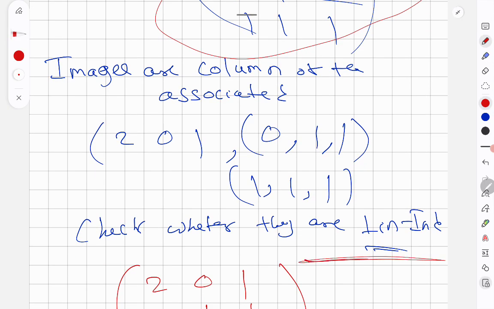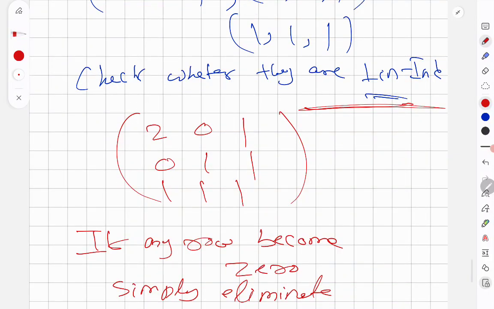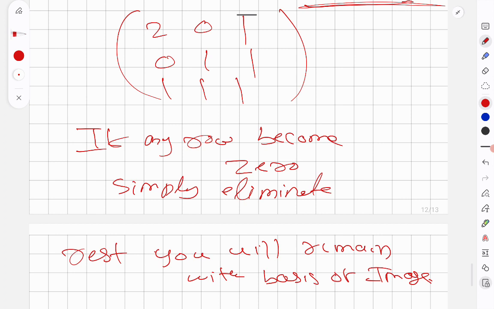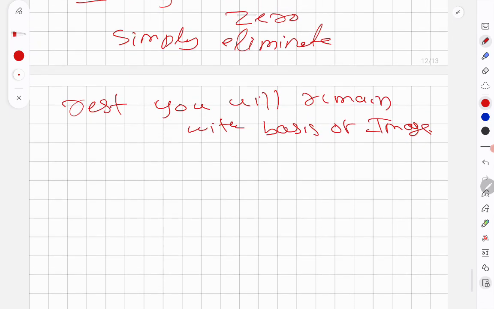You have to check whether they are linearly independent or not. You have to use the row echelon method for checking whether they are linearly independent or not. If one of the rows becomes 0, simply eliminate it. The rest will remain as the basis of the image.